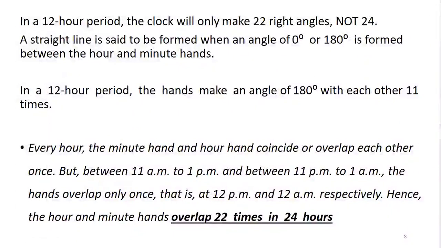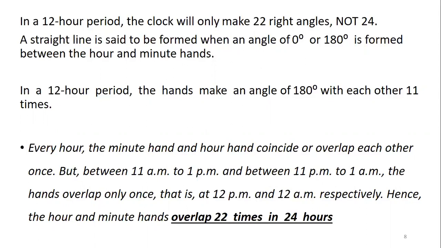Just see your wall clock or your wristwatch. Between 2 to 3 o'clock, it makes a right angle 1 time. And the next right angle is at 3 o'clock, which is common for 2 to 3 and 3 to 4. So between 2 o'clock and 4 o'clock, it will not make 4 times, but only 3 times. So the 3 o'clock is common for 2 to 3 and 3 to 4. So we cannot count the 3 o'clock right angle 2 times, only 1 time. So between 2 to 4, only 3 times.